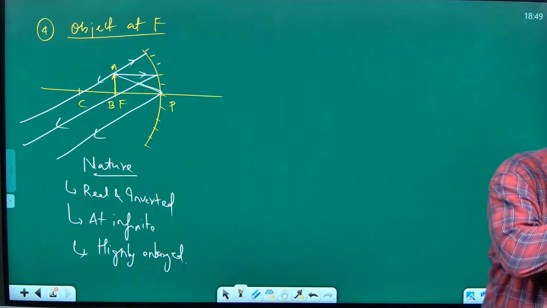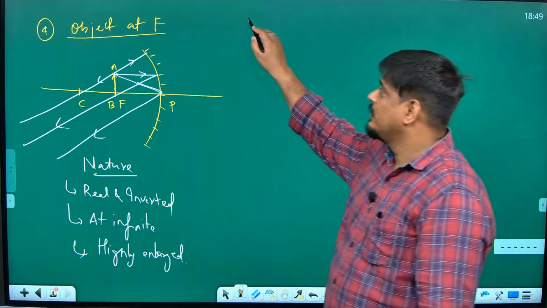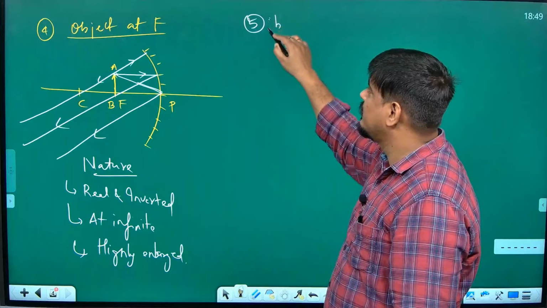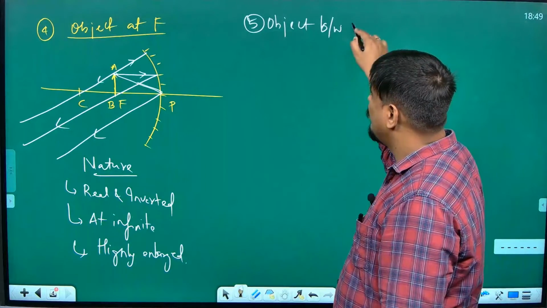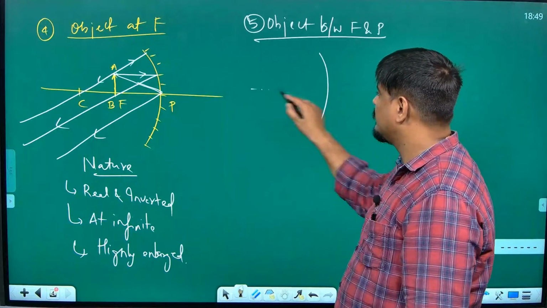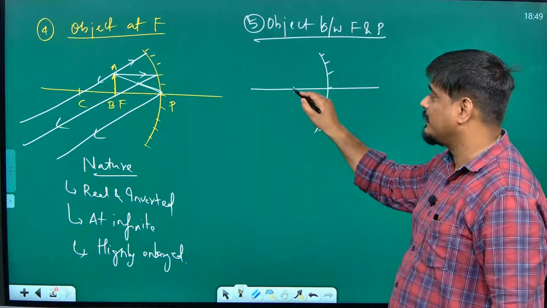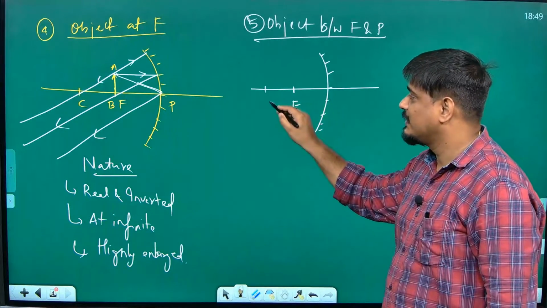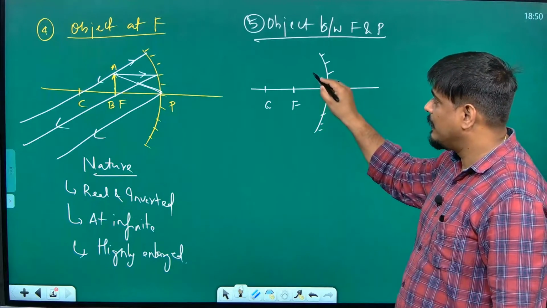I am going to take the object further inside. Where? Now I am going to keep the object between focus and pole. Object between focus and pole. Let us see what happens now. It already became infinite, so what can happen now? Focus, center of curvature and pole. So I am keeping the object somewhere here.